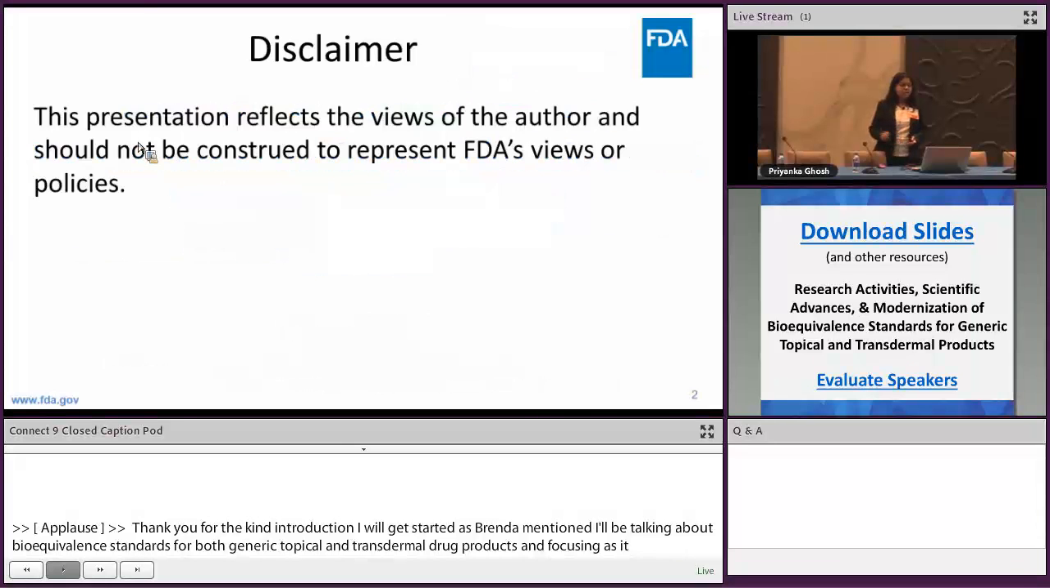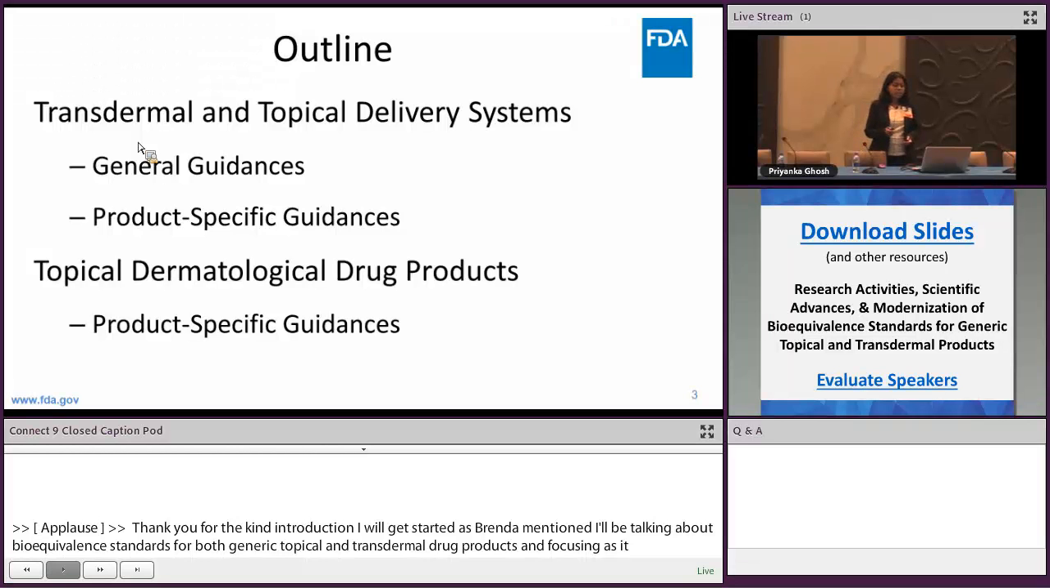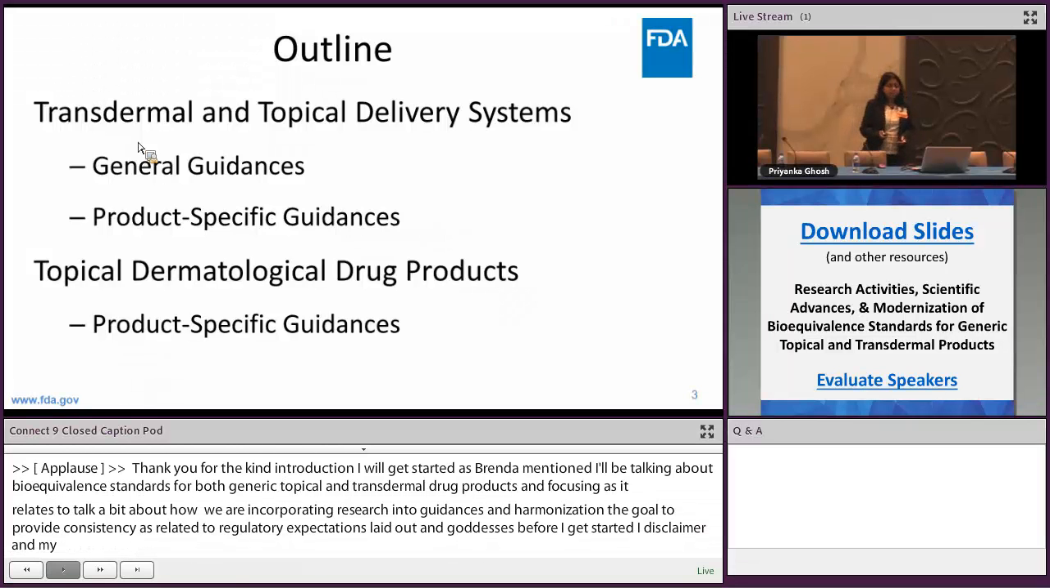Before I get started, my disclaimer, and then a brief outline of my presentation where I'll first focus on the TDS, the general guidances and the product-specific guidances, and then the topical drug products or topical dermatological drug products where I'll specifically be speaking about the product-specific guidances.